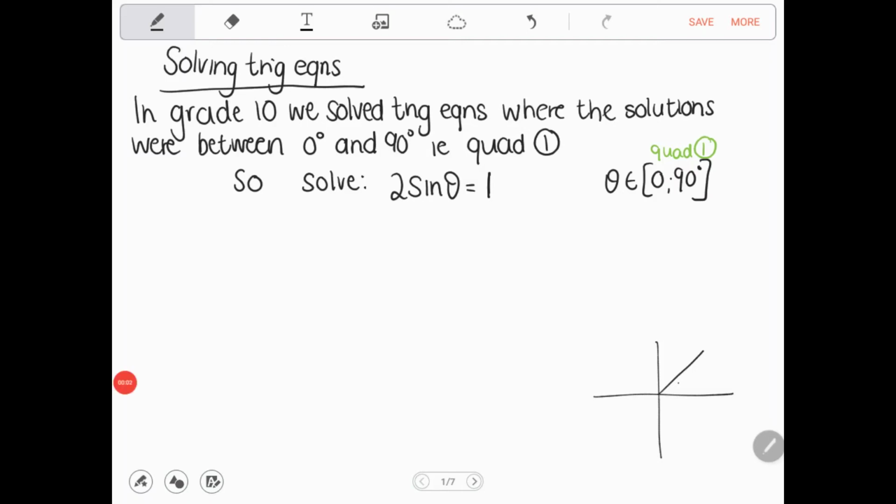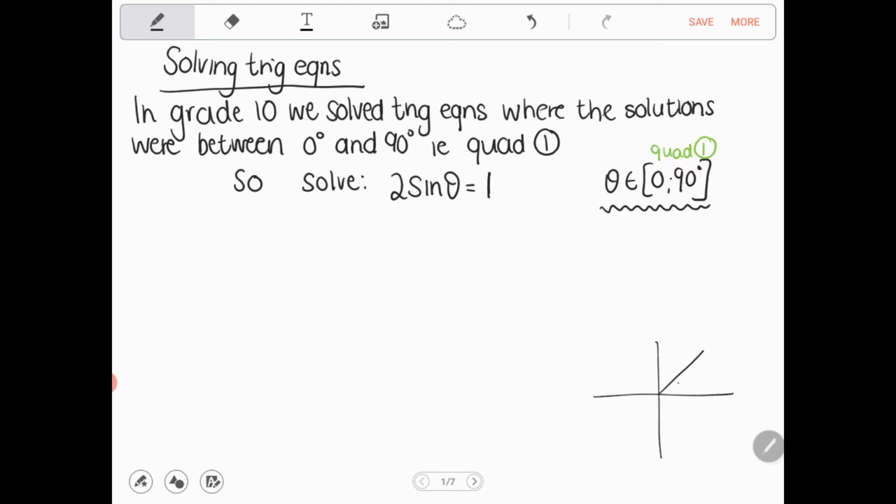In grade 10, we solved trig equations where the solutions were always in the first quadrant. So the question would always say solve for theta, and theta lay between 0 and 90. So it was a quadrant 1 angle. So just a quick revision of how we're going to work and solve trig equations.